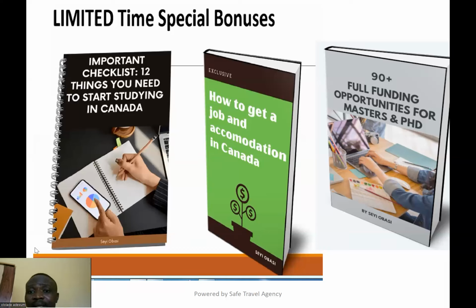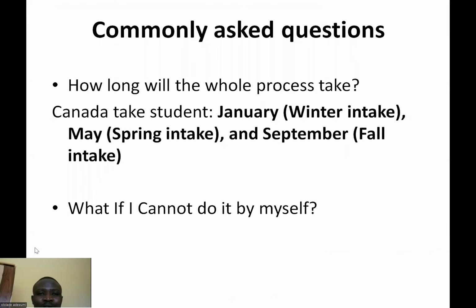There are 90 full funding opportunities for people going for masters and PhD. If you are looking for funding, you are going for masters, you are going for PhD, this is another bonus that you'll be getting inside JAPA system. And 12 things you need to start studying in Canada. 10 things that you need before you can study in Canada. You will know all of these things inside JAPA system. Isn't that great? These bonuses alone are more than 50,000 naira, but we are just giving this out as part of the bonuses with JAPA system.